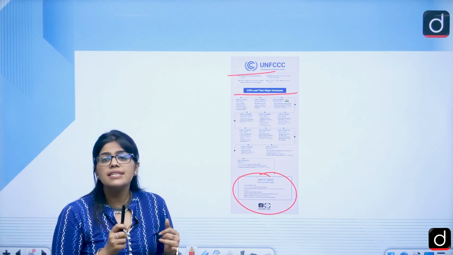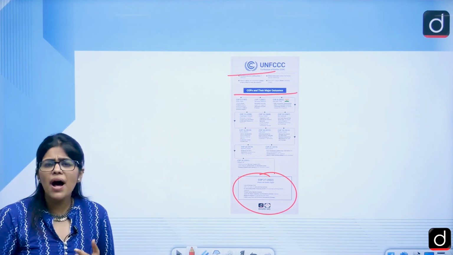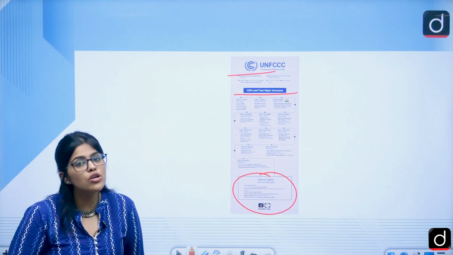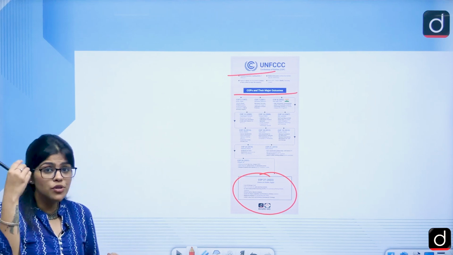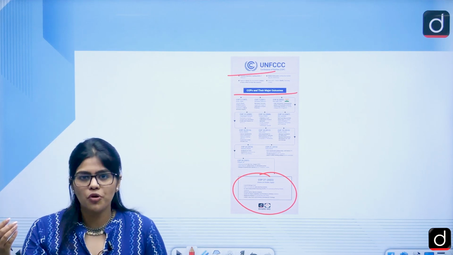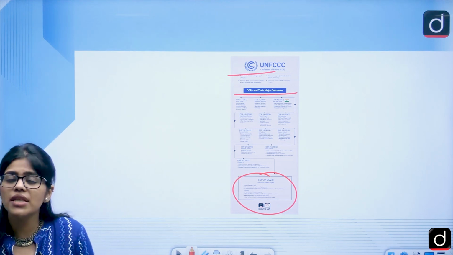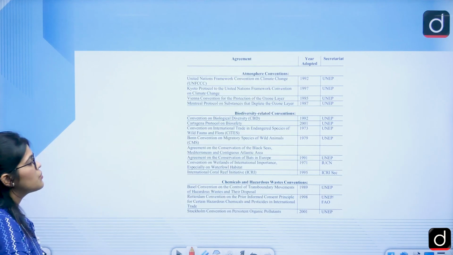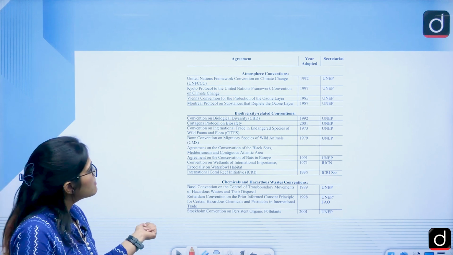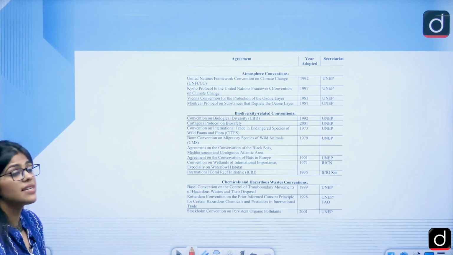The INDCs would be discussed. We'll discuss about Paris Agreement, Kyoto Protocol, Montreal Protocol. We'll study about the different time zones of Kyoto Protocol, right? So the minutest of the things would be discussed in the class, and the things would be clear. So the different agreements, these are the things that are important.